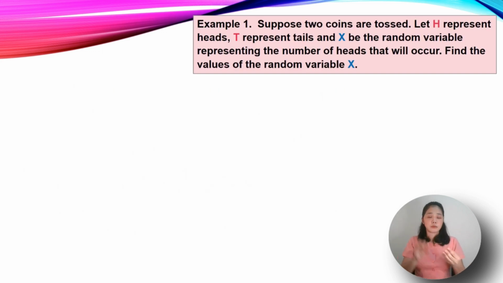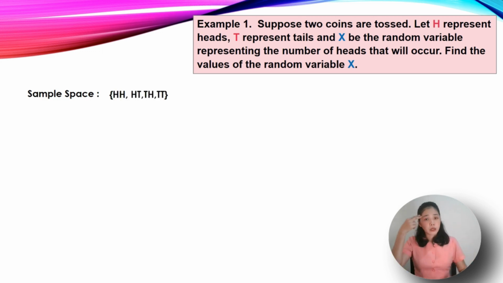Example number 1. Suppose 2 coins are tossed. Let H represent heads, T represent tails, and X be the random variable representing the number of heads that will occur. Find the values of the random variable X. In our given example, we have an experiment of tossing 2 coins, and we are interested to look for the number of heads. First thing that we need to do is to determine the sample space. We all know that the sample space of tossing 2 coins are head-head, head-tail, tail-head, and tail-tail.